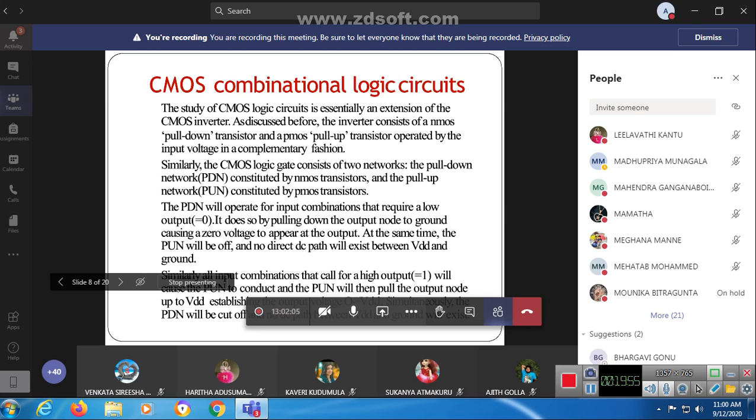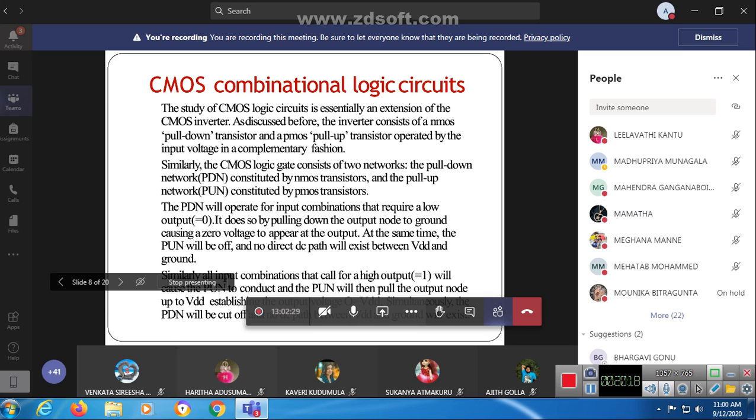Pull down is nothing but it pulls the VDD to ground voltage, so we get the output as 0. It does so by pulling down the output node to ground, causing a 0 voltage to appear at the output. At the same time, the PUN will be off and no direct DC path will exist between VDD and ground.